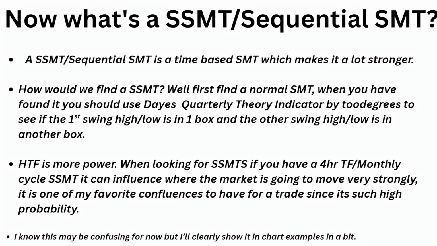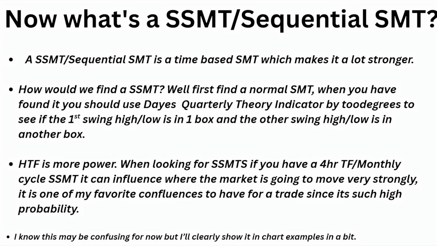Another very good concept that you should have in the back of your mind is that for everything, higher time frame means more power. Higher time frame PD arrays are stronger. Higher time frame liquidity is stronger. Swing highs and swing lows that you can see on the higher time frame are stronger. So that applies to sequential SMTs and SMTs. If you have a 4-hour time frame monthly cycle sequential SMT, it can influence where the market is going very strongly. Personally, it is one of my favorite confluences to have for a trade, since it's such high probability.